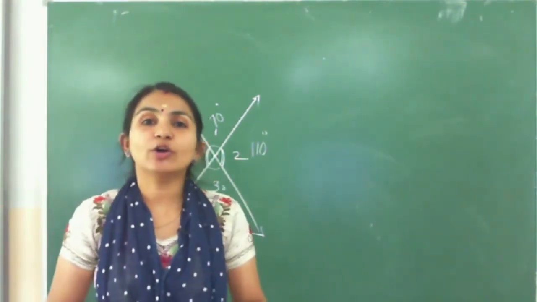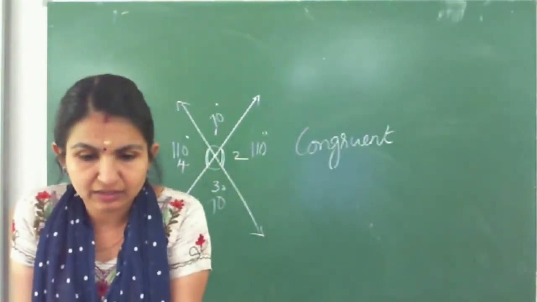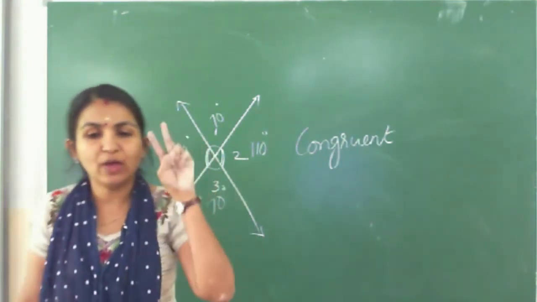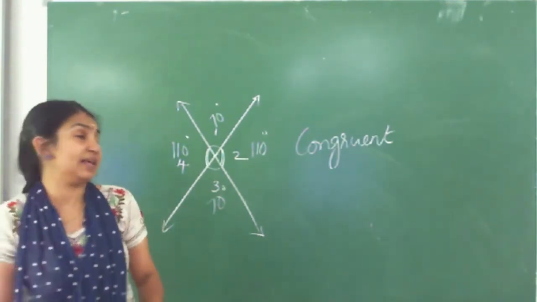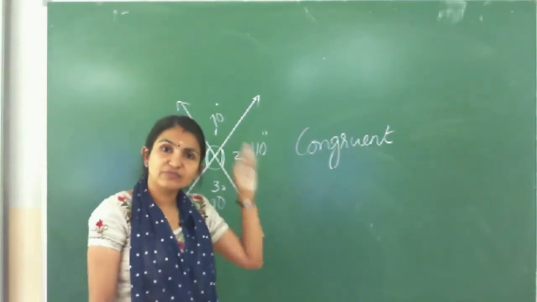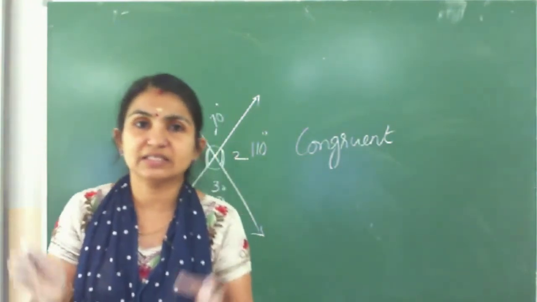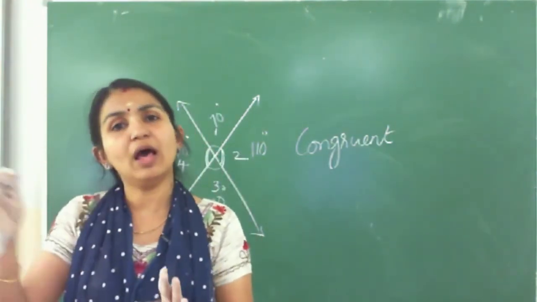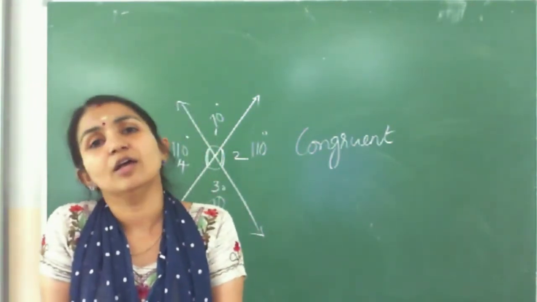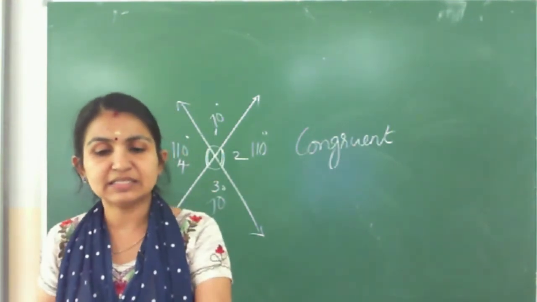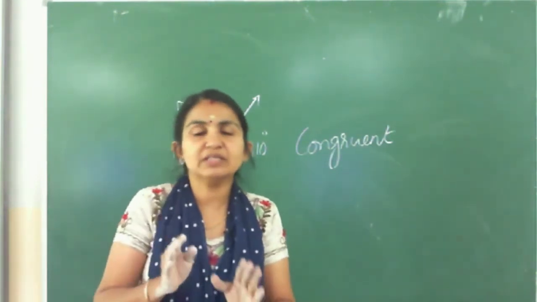Next one is congruent angles. What are congruent angles? If two angles have the same value or degree, then we can say that they are congruent. If one is 45 degrees, the other one should be 45 degrees. If one is 86, the other should be 86. If all the given angles are of the same measure, then we can say that they are congruent angles. Congruent, or another way to say it, equal angles. Congruent means they are equal.